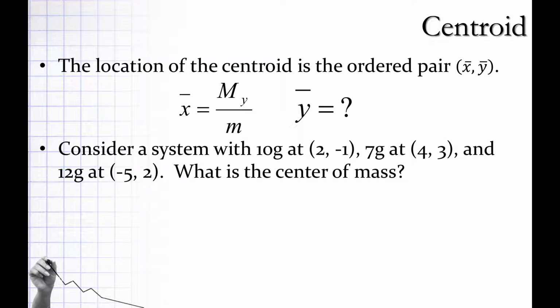Okay, so consider the system with 10 grams. Doesn't that look like a log? I keep saying log. Like the font. We have 10 grams at (2, -1), 7 grams at (4, 3), and 12 grams at (-5, 2).